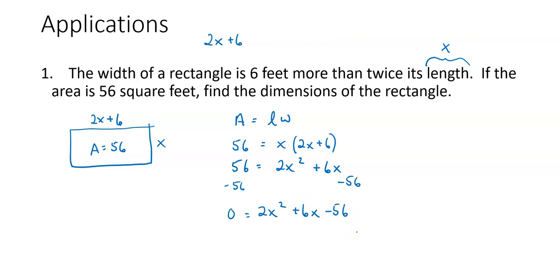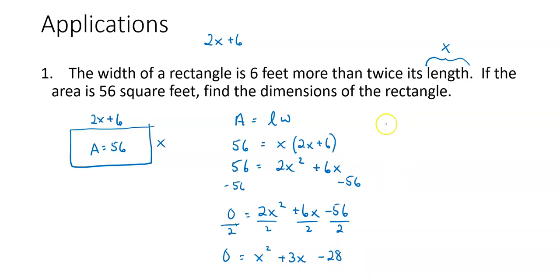Now, here's something you can do. In the previous video, I was talking about not dividing both sides by x, or not dividing both sides by x plus 4. In this case, I can divide both sides by 2 because 2 is a constant. No variables involved in 2. So you notice everything on the right-hand side is divisible by 2. So let's make life a little bit easier. Divide everything through by 2. So I end up with 0 equals x squared plus 3x minus 28.